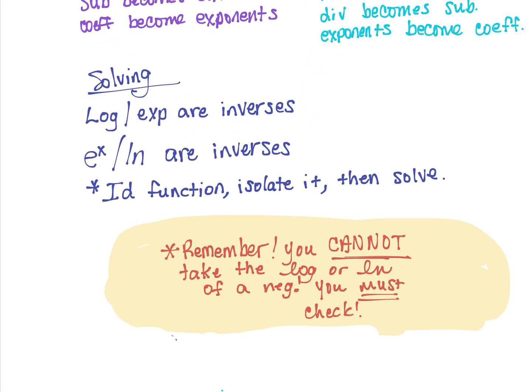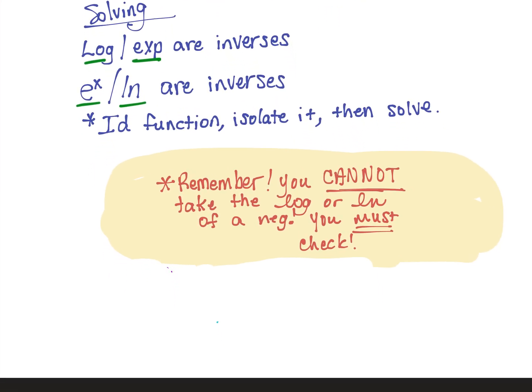So just remember that logs and exponential functions are inverses. So if you have x in the exponent, you're going to take the log to cancel it out. And then e and ln go together too. And then also, always check your solutions. Check for extraneous solutions. You cannot take the log or ln of a negative number. You have to check.